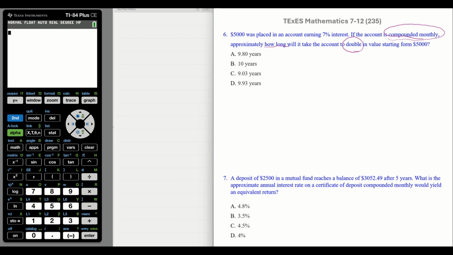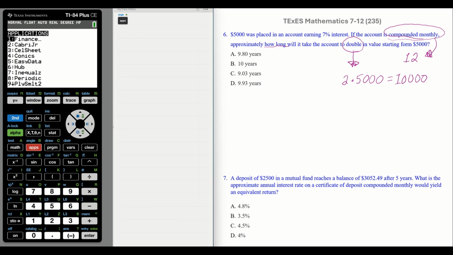And doubling, the account will double. Okay. So what does that mean? That means they want the 2 times the $5,000, which equals the 10,000. And this compounded monthly means we're going to look at 12. There are 12 months in a year, so it's going to happen 12 times. We need to use that number. So let's open up our app, get to that solver.